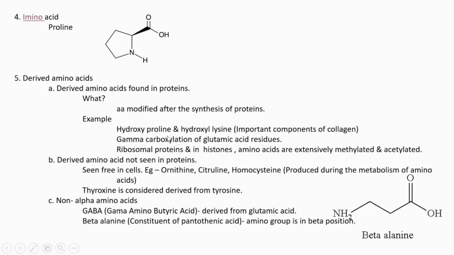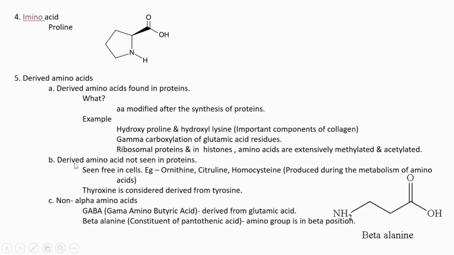Example, hydroxyproline and hydroxylysine. These are two amino acids that undergo such type of modification. They are important components of collagen. Next example is gamma carboxyglutamic acid, the glutamic acid residues undergoing carboxylation at their gamma position. And another example is relating with the ribosomal proteins and also histone proteins. In both these types of proteins, the amino acids are undergoing many types of methylation and acetylation, means addition of methyl group and acetyl group. So they are all derived amino acids.